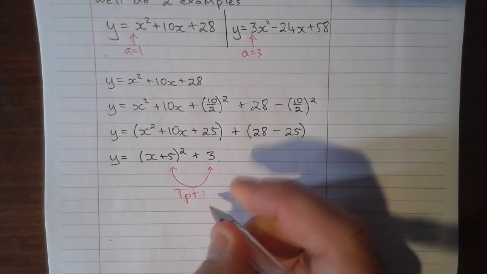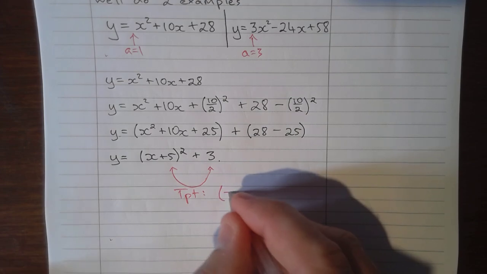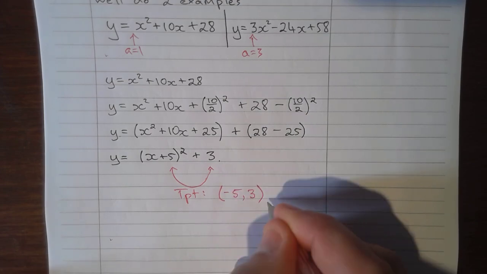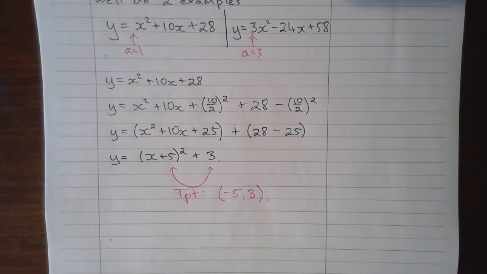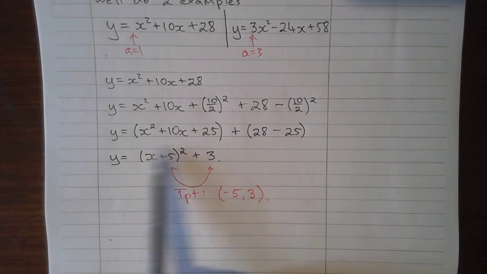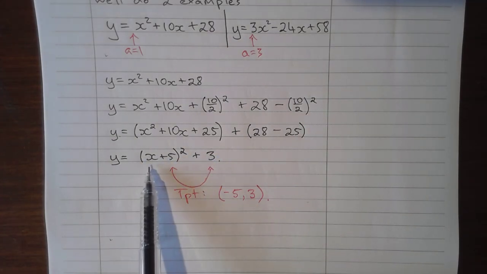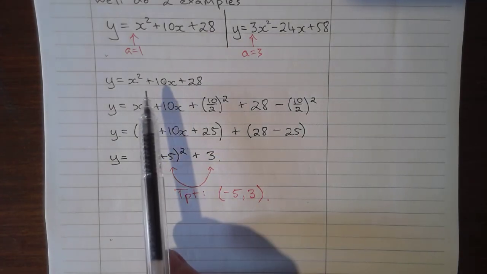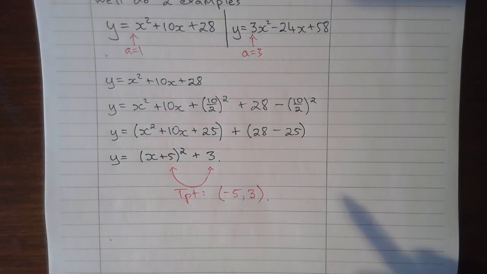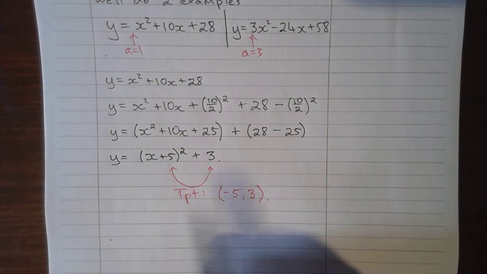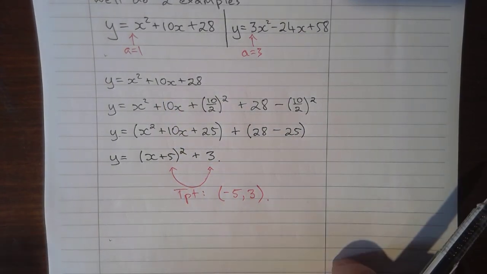Turning point, which would be minus 5 and 3. So we can easily read off the turning point from the completed square version of the quadratic, whereas it's not easy to see up here. So we've got our completed the square form. Now, that's the end of the problem if you're just completing the square.